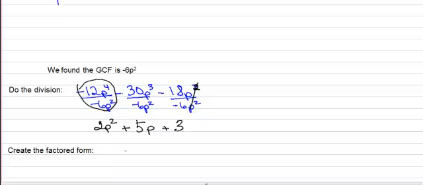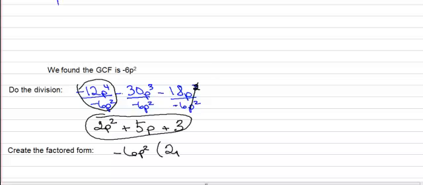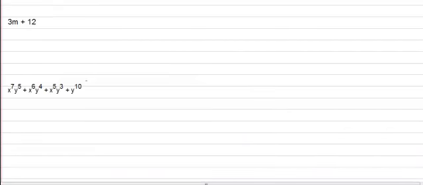Now we create the factored form, remember, by putting the GCF out front, so that's negative 6p squared, and in parentheses we put in the divided form of what we just did. And of course if we want to check it, all we have to do is multiply it back. So we'll do a couple examples.